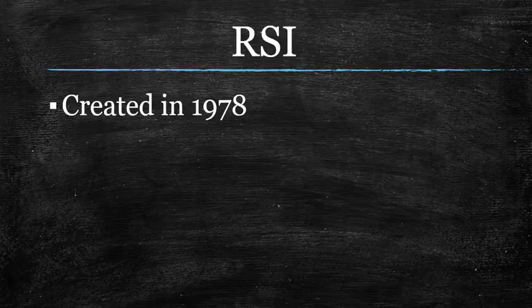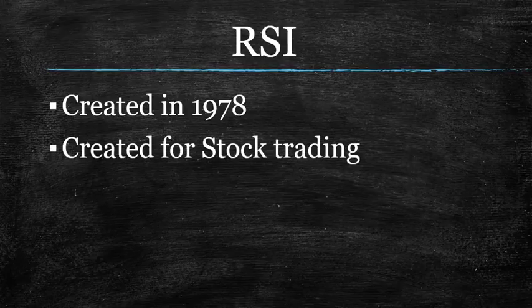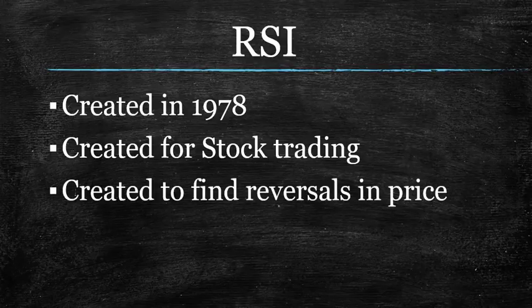So first off, it was created in 1978. Spot Forex trading, as you and I know it, wasn't even really around until 1996. And this thing was created almost 20 years before it. And it was created for stock trading, which does not operate the same way Forex does. Mainly because in stock trading, things can actually be overbought and oversold. But in Forex, that's not the case.